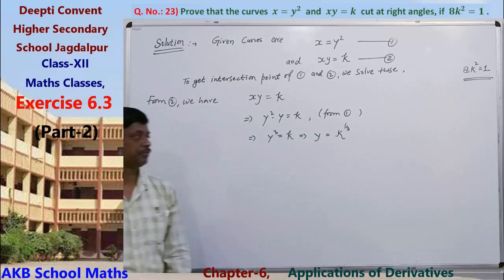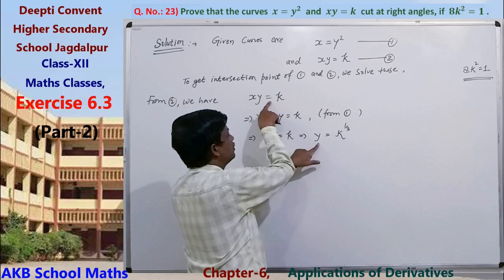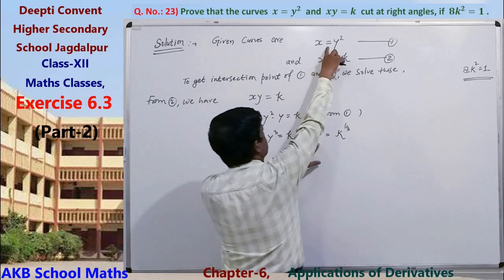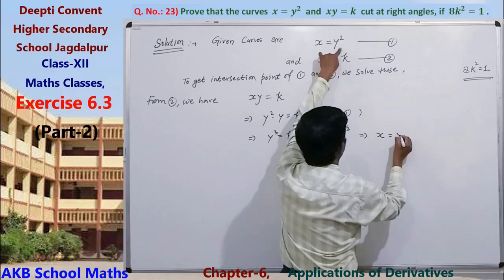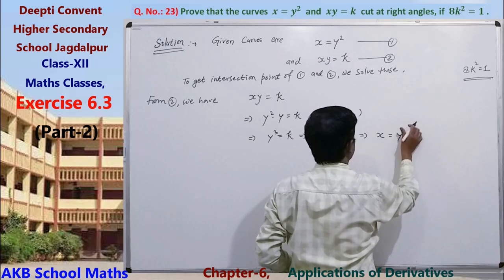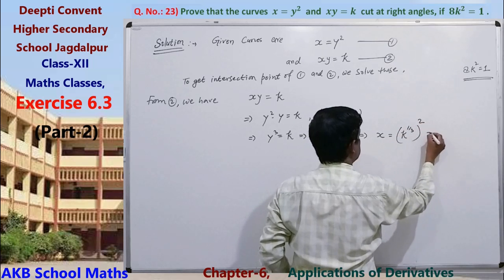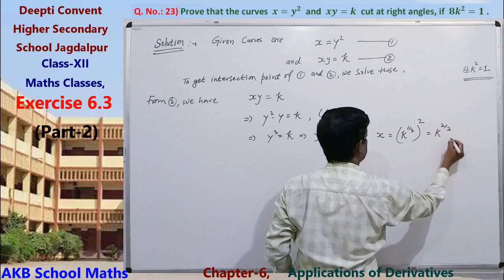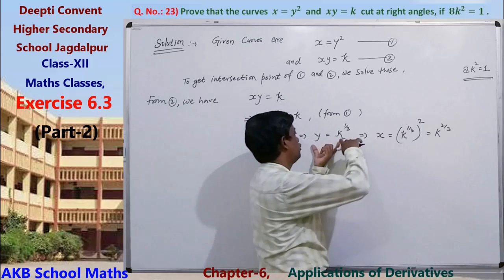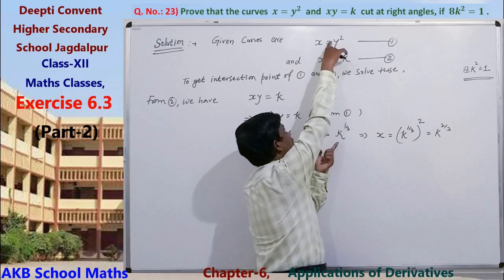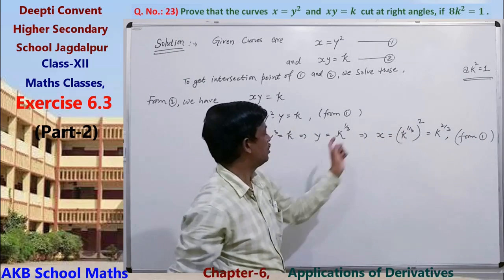Now, putting this value of y in this equation or in this equation implies x equals to y power 2, that means k power 1 by 3 power 2, that is k to the power 2 by 3. Clear? Y equals to k to the power 1 by 3 we get. So x equal to this, y equal to this.